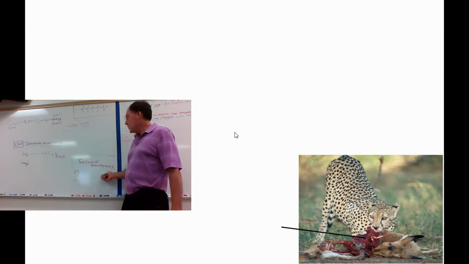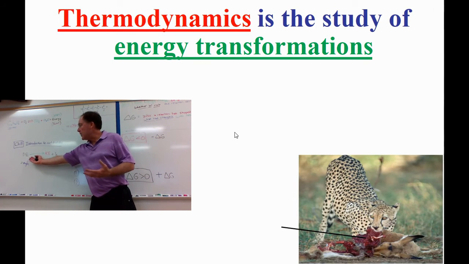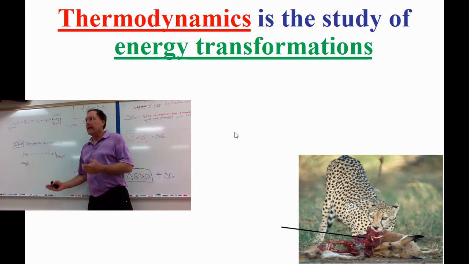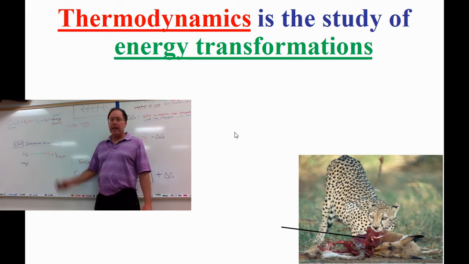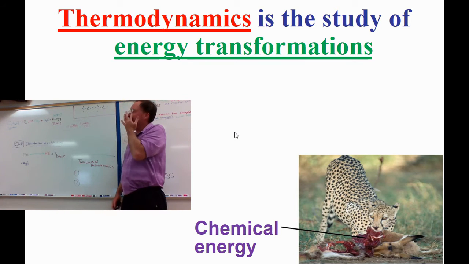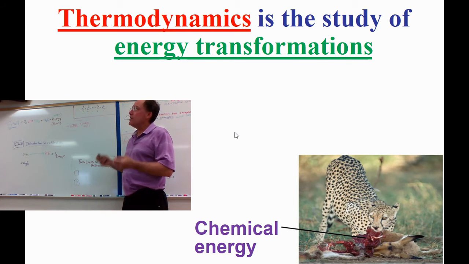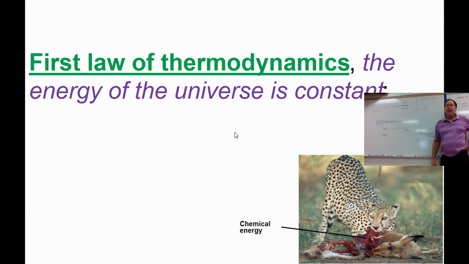Let's talk about these two laws of thermodynamics here. So basically thermodynamics is when we study how energy changes from one state to the next. Like I said, there's sound energy, frictional energy, kinetic energy, potential energy, a variety of different types of energy. Here's some chemical energy that exists in this antelope that's been taken down by this cheetah. This would be potential energy, and it's going to be changed into kinetic energy for the cheetah to run. And this is the example they'll give you in your textbook.